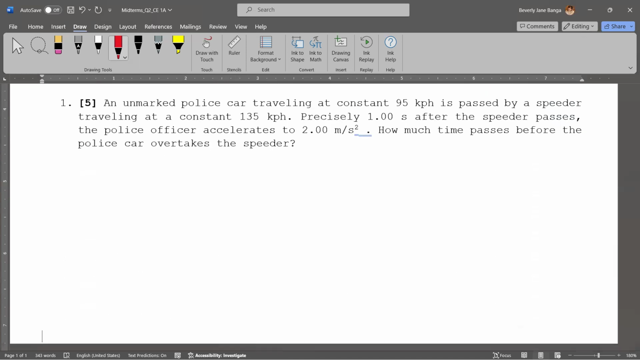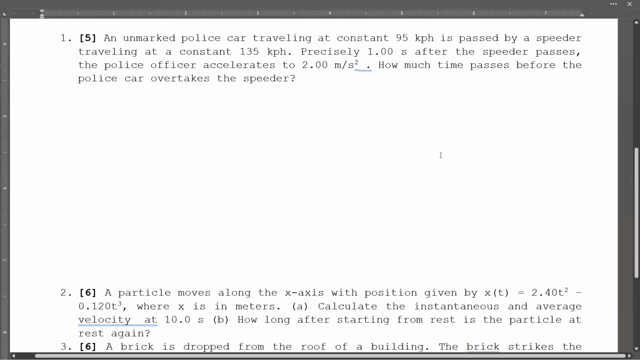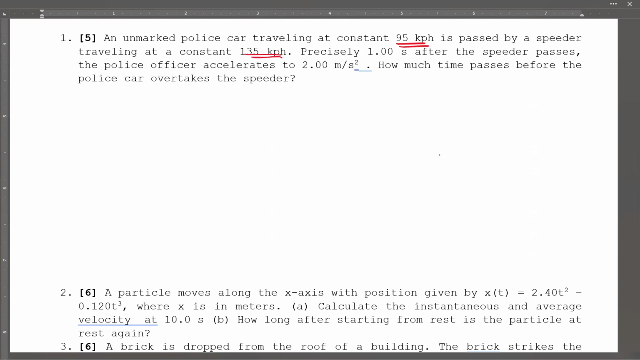Ito medyo madaming hindi nakakuha ng tamang sagot, no? So, in an unmarked police car traveling at constant, wait lang. Let me just full screen. Okay. An unmarked police car traveling at a constant 95 kph is passed by a speeder traveling at constant 135 kph. Precisely 1 second after the speeder passes, the police officer accelerates to 2 meters per second squared. How much time passes before the police car overtakes the speeder?